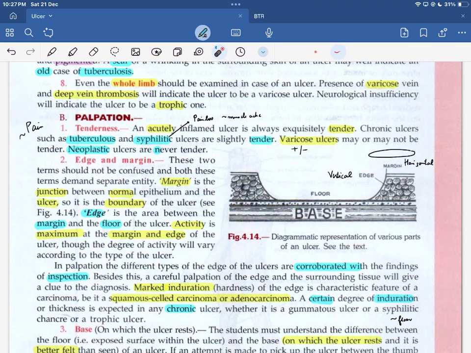Then the next thing would be the neoplastic ulcer. These are never tender because it's just gonna wreak so much havoc already, right? It doesn't need to give pain also, so we can learn it like that.